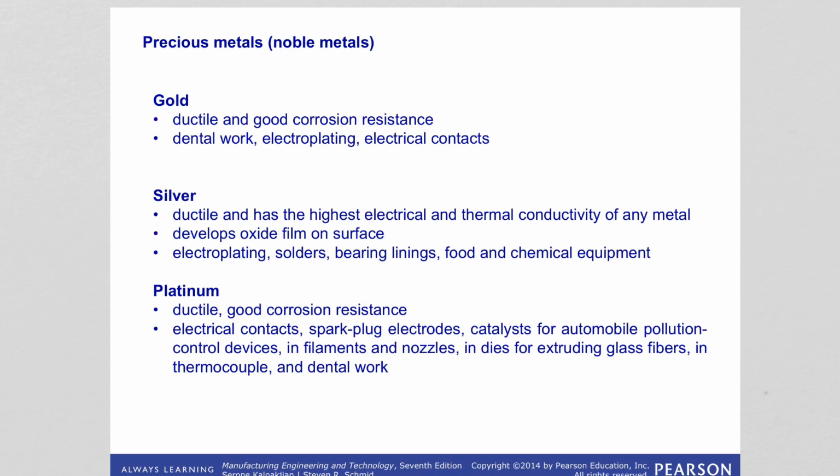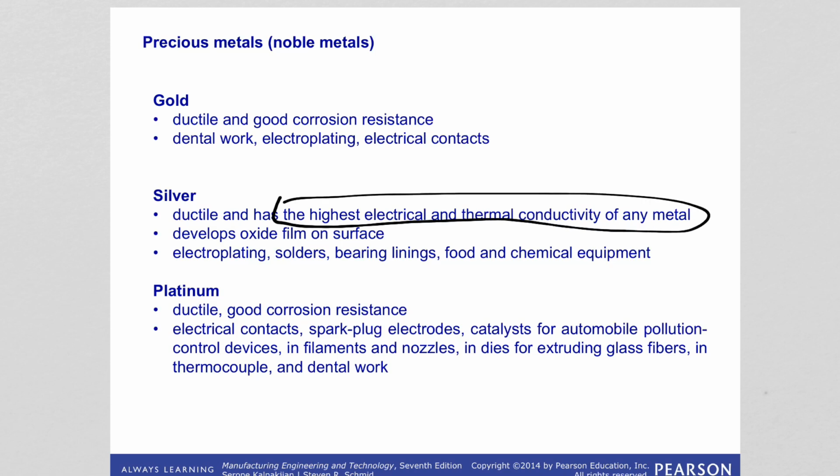And besides those, of course, they are ductile and they have good corrosion resistance. So gold, for example, has been used in dental work, electroplating, electrical contacts. Electroplating is like coating a material with gold. And silver is also corrosion resistant, and the most important thing about silver, I mentioned it before, is that it has the highest electrical and thermal conductivity of any metal. Again, it is used in electroplating, solders and bearing linings, food and chemical equipment.